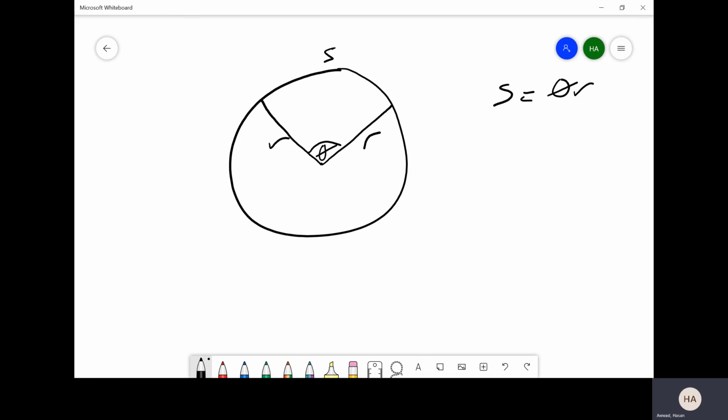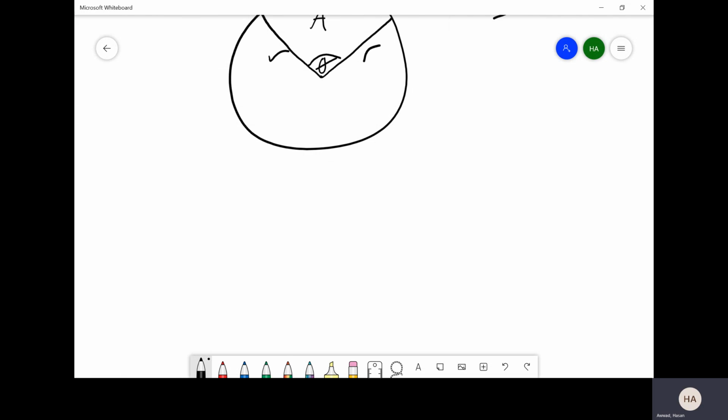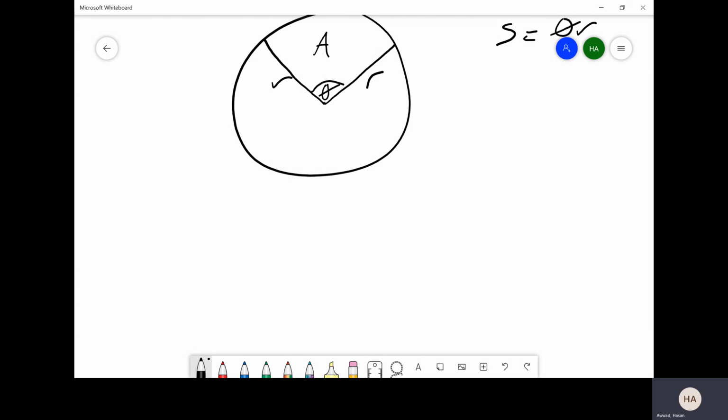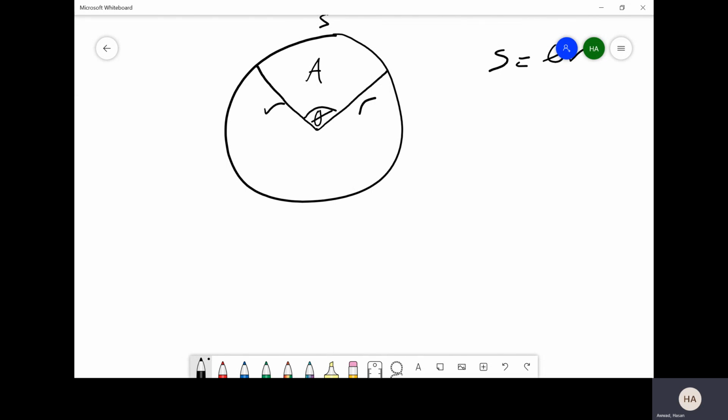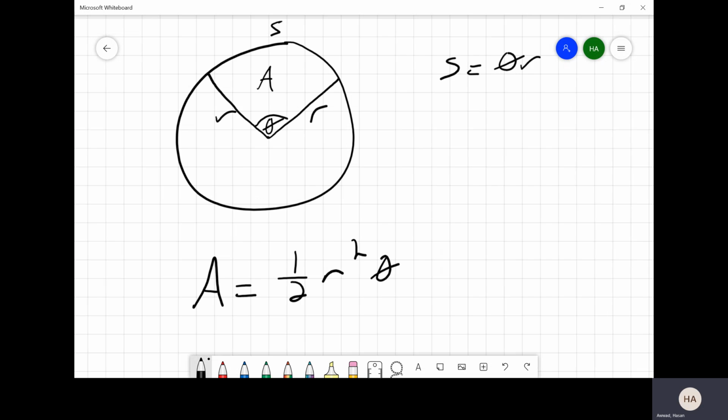And what I'm going to call this is area A. We have a formula for this as well, and the formula is as follows. If we're trying to figure out the area of the sector of a circle, well, A is equal to 1/2 R squared times theta. Okay, so notice the differences, right?